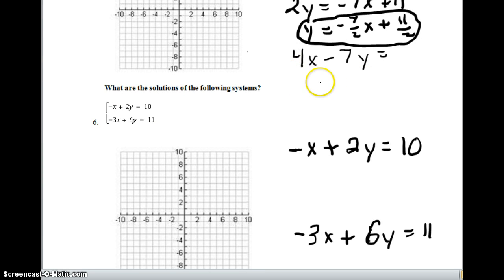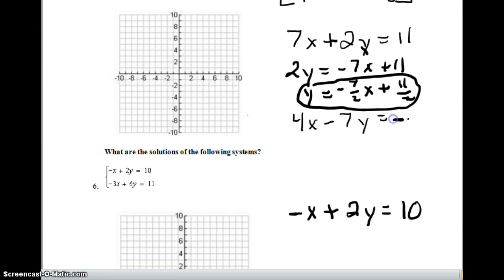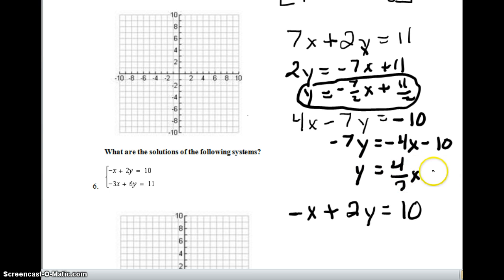Solve for y here. Subtract 4x from both sides. Divide everything by -7. And again, remembering to use parentheses when we're plugging those in. Graph both of these, and you'll find your solution on the graph.